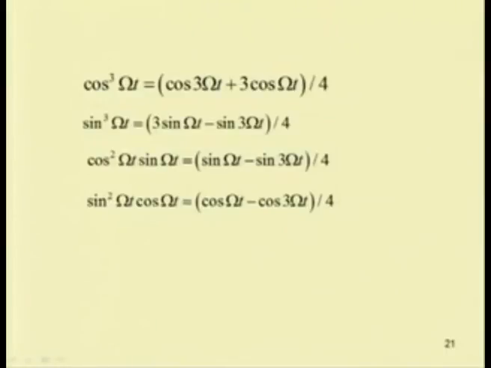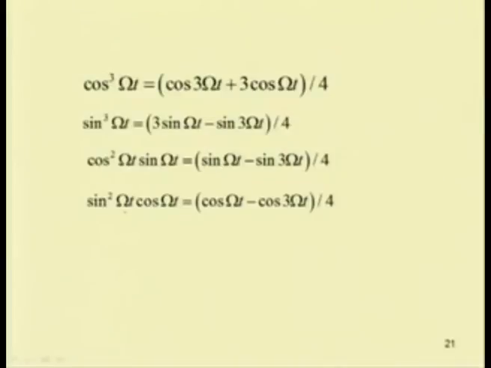So, one can write cos³ωt = (cos 3ωt + 3 cos ωt)/4. Similarly, one can find sin³ωt by expanding sin 3ωt, so one can find this expression. So, sin³ωt will be equal to (3 sin ωt − sin 3ωt)/4. Similarly, cos²ωt sin ωt can be written as (sin ωt − sin 3ωt)/4.